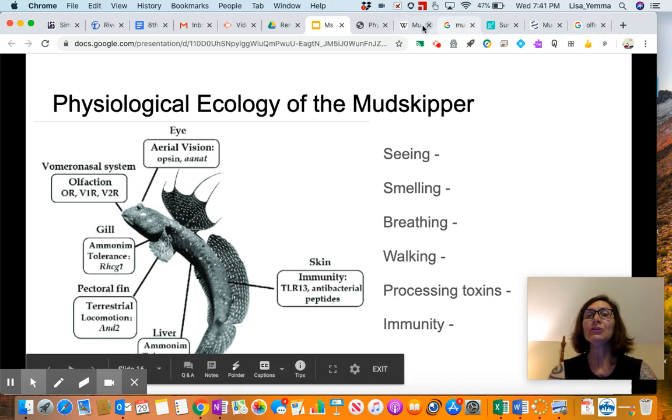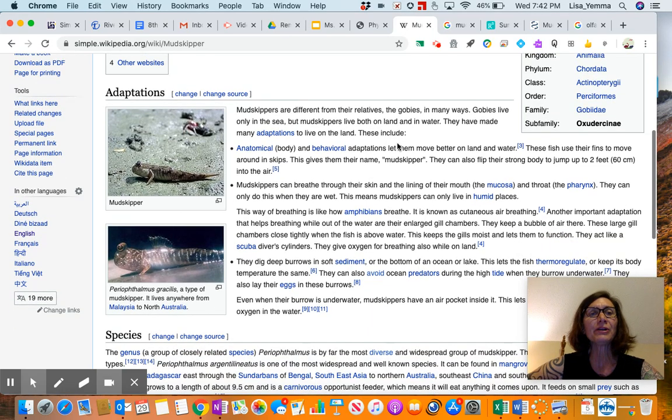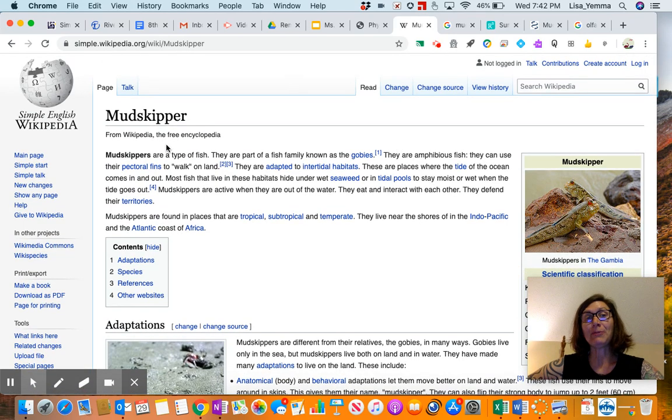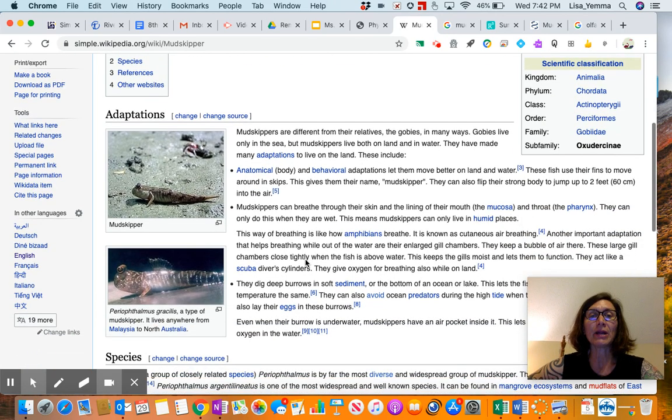So what I can do is now, I did go to Wikipedia to get started too, because it's a great place to start. And you can move on from there. I searched mudskipper adaptations. This came up. And with mudskipper, look at here, adaptations, great. This is exactly what I want.